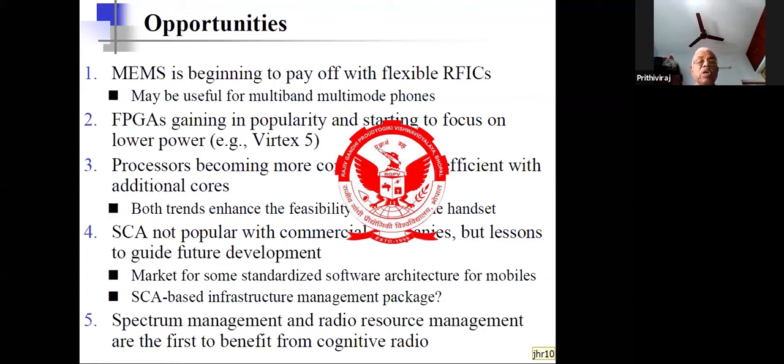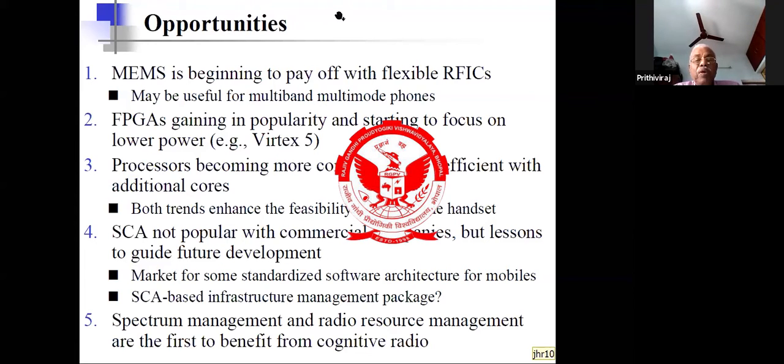The other aspect is, with the example of Virtex 5, FPGA is gaining in popularity and starting to focus on lower power. And the third point is the processors are becoming more computationally efficient with additional cores. This has come with a new trend. Both trends enhance the feasibility of HDR at the handset. Now this will be a great property to embrace, bringing HDR into the handset.